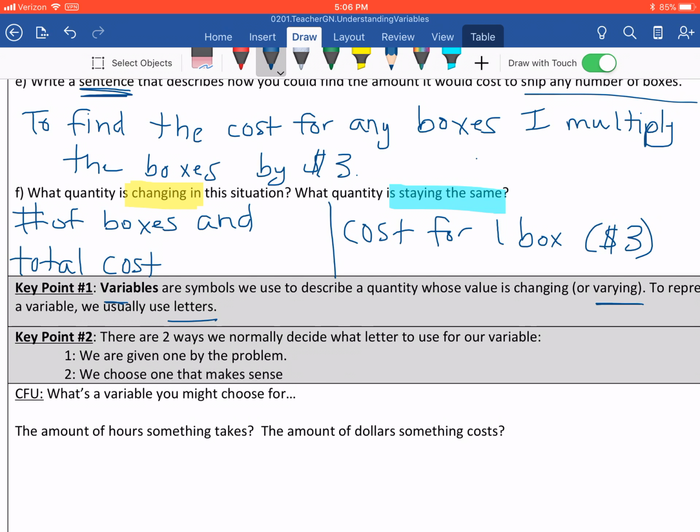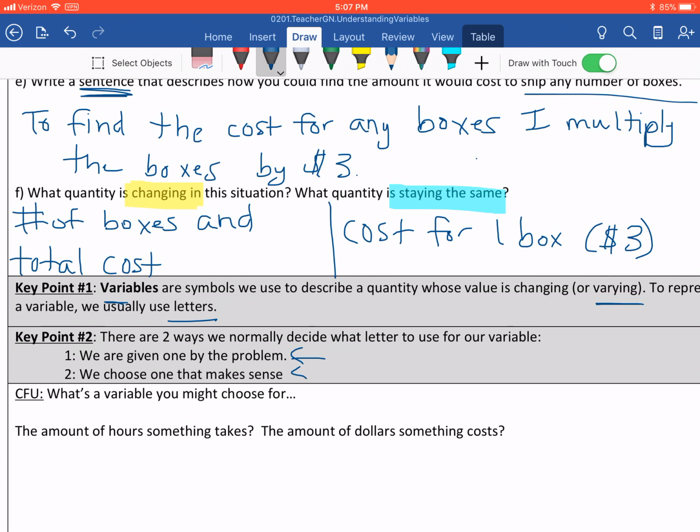Key point number 2: there are 2 ways we normally decide what letter to use for our variable. You may be like, okay, cool, so instead of a number, we're using a letter. How do we know what letter? Well, the first way, we are given one by the problem. Most of the time, I feel like this will be the case. It'll tell you, use this variable for this. If it tells you what to use, that's what you've got to use. You cannot just pick a new letter because you want to if they tell you which one to use.